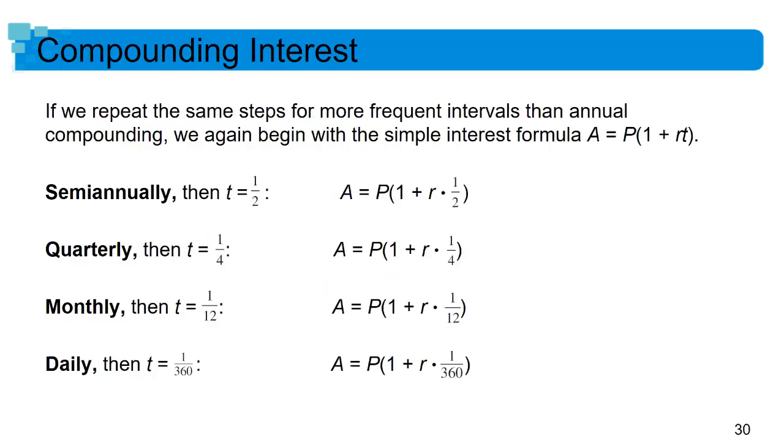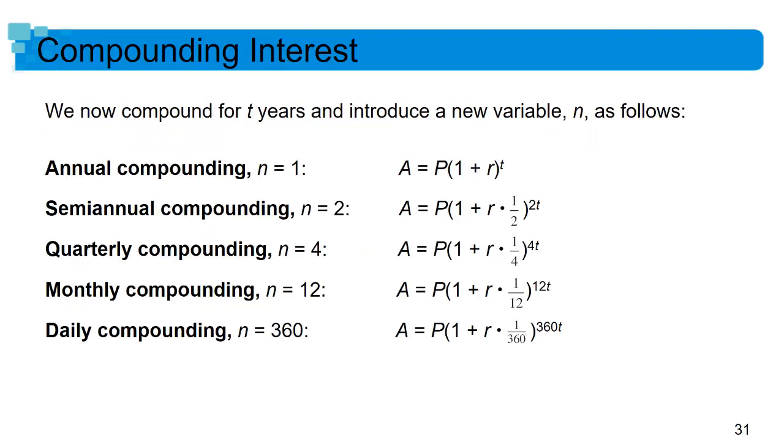Depends. Some people like to use 365. We're going to use 360. So let's expand that and see that when we look at these different compoundings, that means that we have to compound multiple times in each year.